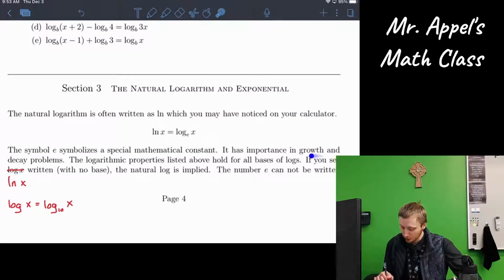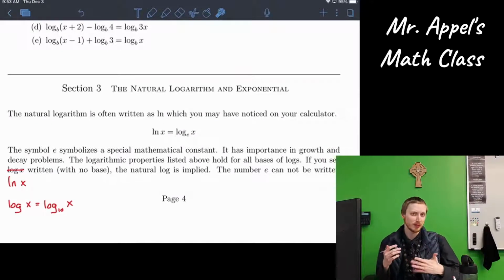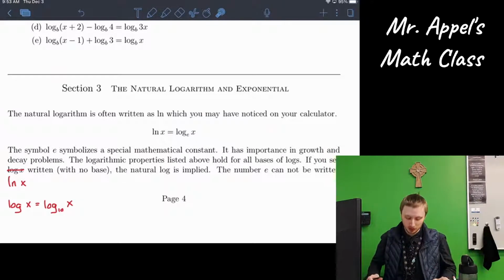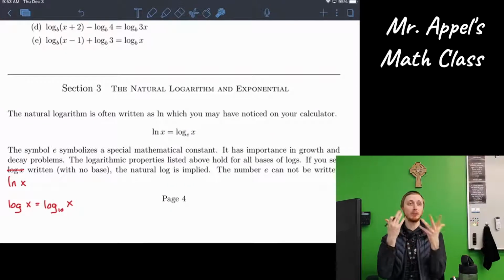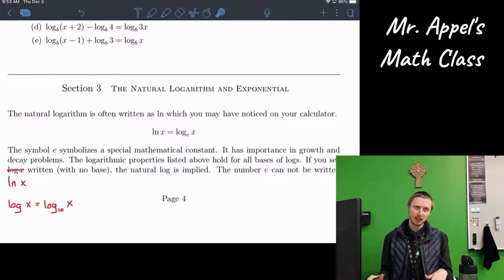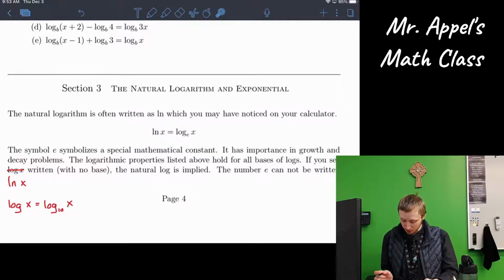It's important for growth and decay problems, right? Which is one application we've hinted at of exponentials in general. But if you want a real application, the real model of actual real-world data, you'll need more than just any old log. You need a natural log.